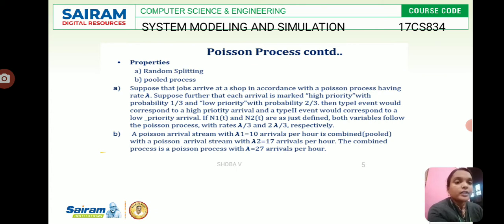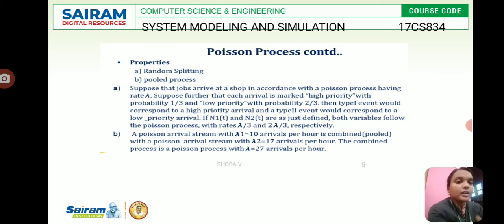So we have N1(t) and N2(t). These are the variables which follow the Poisson process with rates lambda/3 and 2 lambda/3 respectively. So they are taking 1/3 for high priority and 2/3 for low priority. And then pooled is nothing but a combined process. So a Poisson arrival stream with lambda 1 equal to 10.